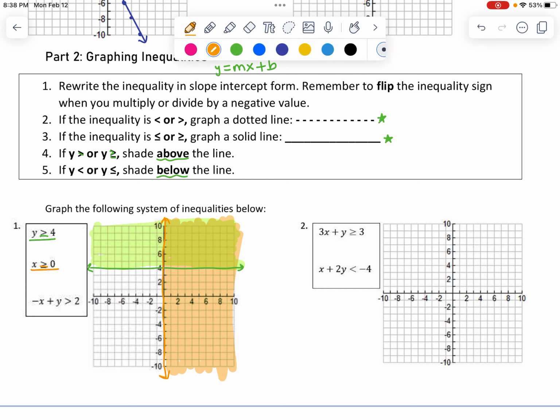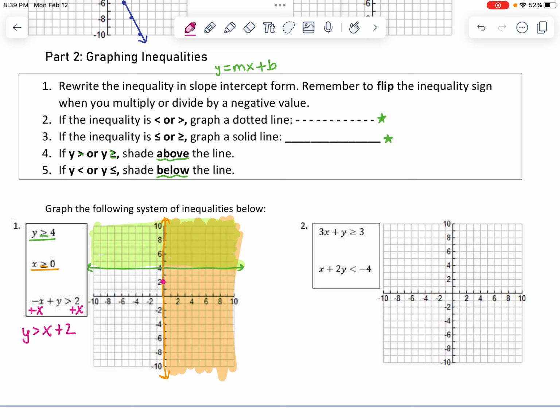And then the last one we have, negative x plus y is greater than 2. First thing I need to do is get this solved for slope-intercept form. So I can do that by adding x over, since I want to get y by itself. And I get y is greater than x plus 2. Now I want to graph this the same way we did before. Start with the y-intercept, which is at 2, and then we'll use the slope.